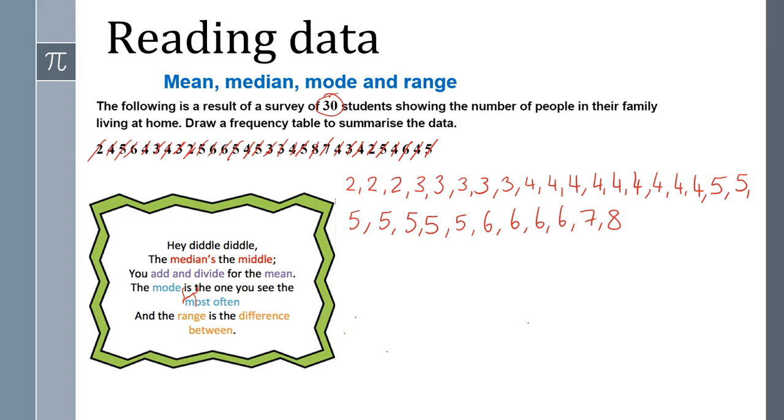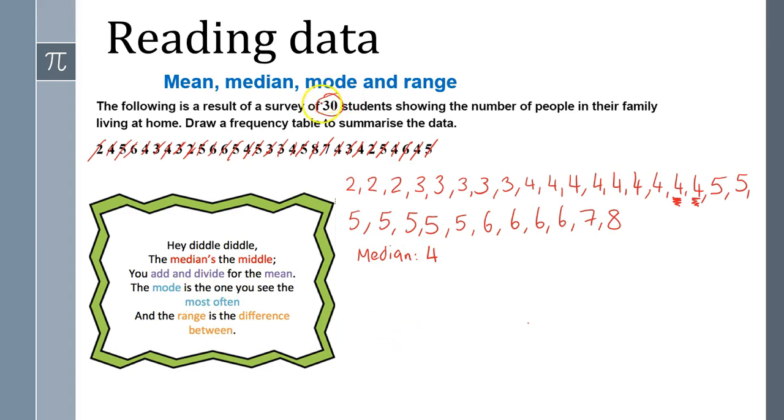So the median is going to be the middle of these data pieces put in order. If we've got 30 data pieces, it's going to be between the two middle ones. So counting along, the 15th piece of data and the 16th piece of data. The median will fall somewhere between those two. What's halfway between 4 and 4? It's just 4.